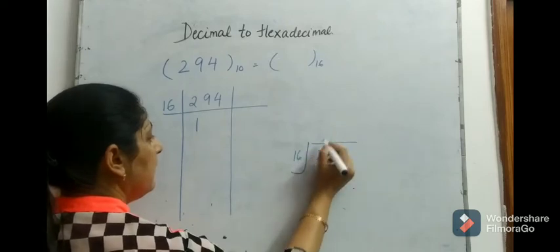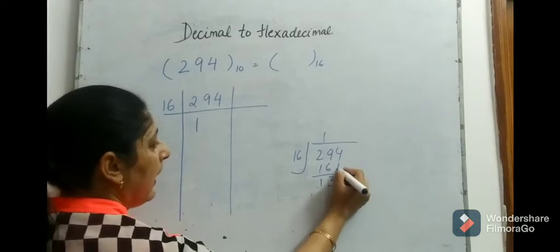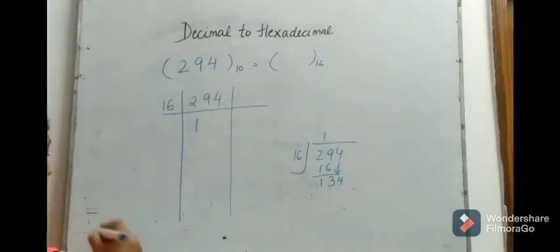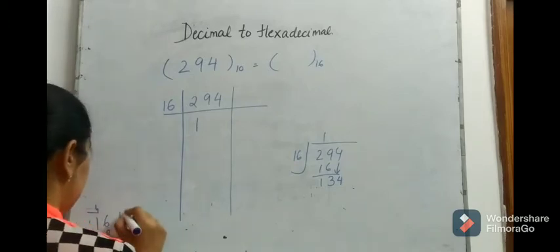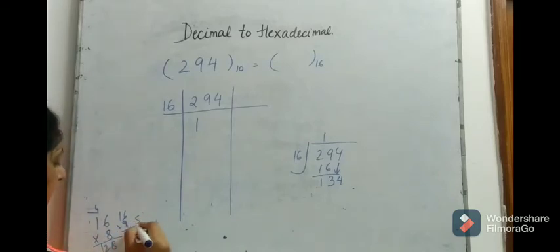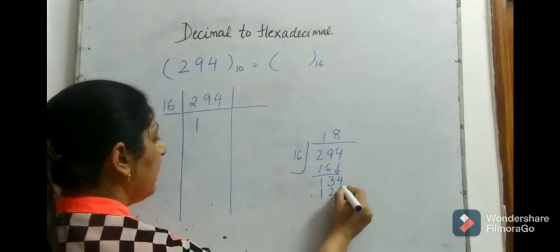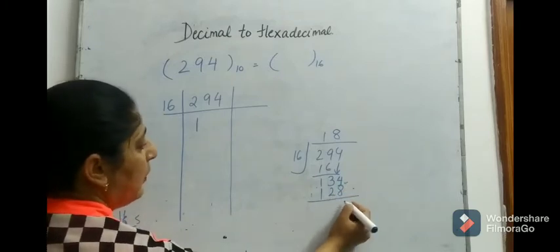16 1s are 16. 9 minus 6, 3. 2 minus 1, 1. And this 4 will come here. Now we see at which place we're getting this 134. So let me check. 16 8s are 128. And 16 9s are 144. So it will go by 8. So 128. So 134 minus 128 will be 6.